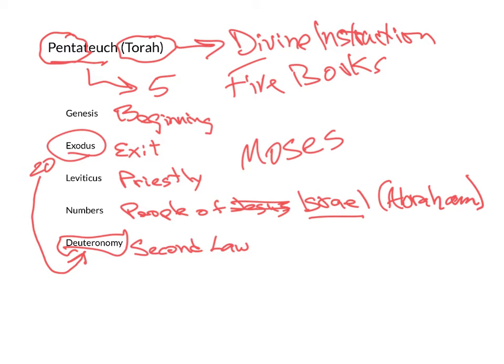And that's the Pentateuch, or the Torah. You have to say that down deep in your throat so you sound like you're speaking Hebrew. Torah.